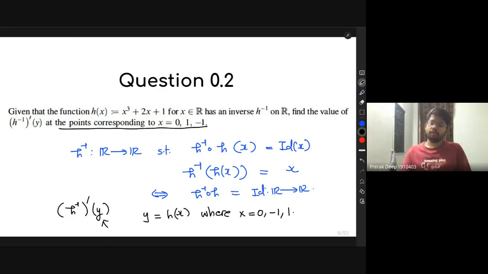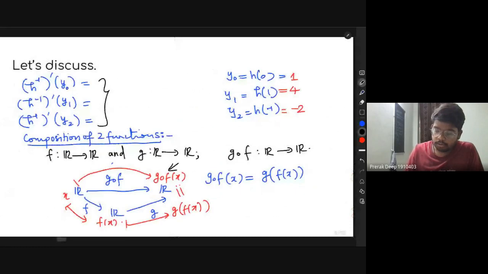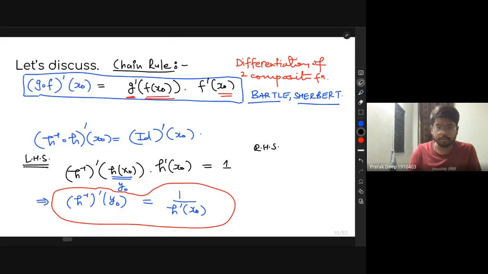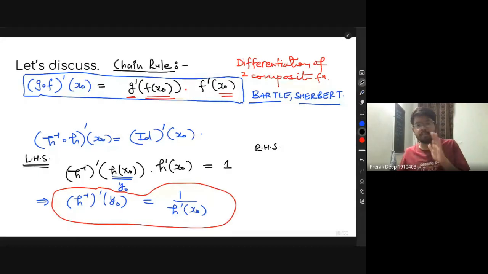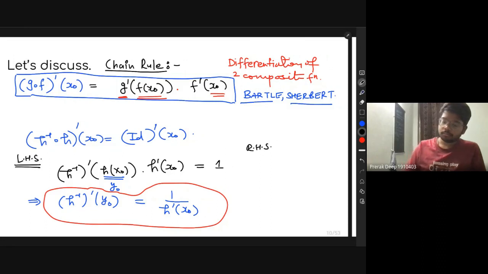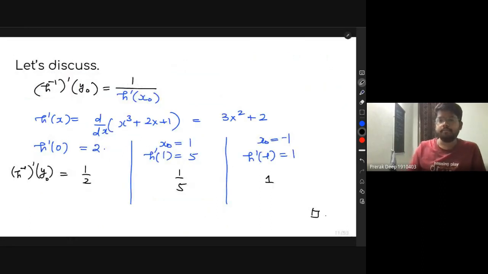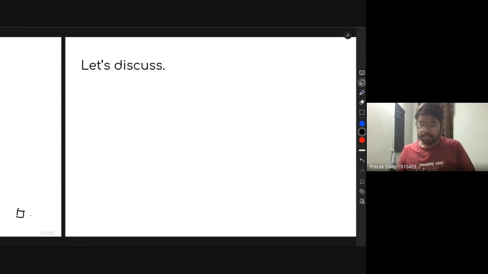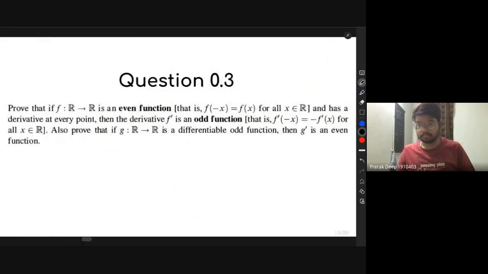And how do we use the chain rule? By using the fact that h inverse composed with h is equal to the identity. We use the chain rule, which is nothing but the differentiation of a composite function, and then we derive the formula that the differentiation of h inverse at y naught is equal to 1 over h prime of x naught. Then using this formula, we calculated the values at the corresponding y's. So now let us move on to discuss question number 3.